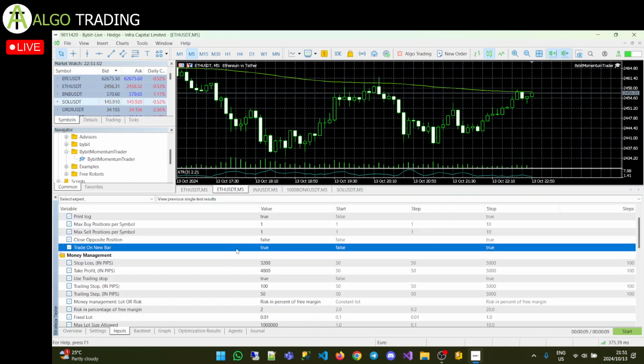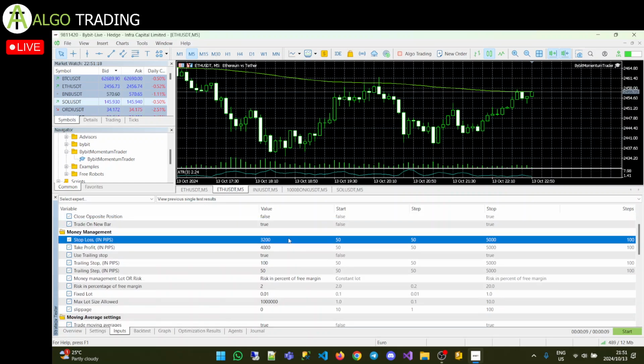Trade on new bar, you have the option to turn this off, but I like to keep this on because it just makes the algo run better, and you could find yourself in big losses when it's opening multiple trades.